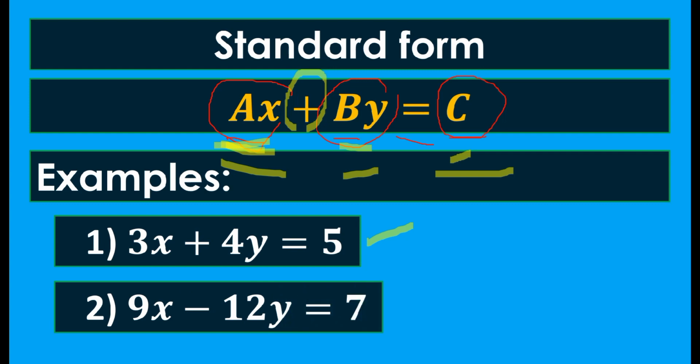Let's have another. 9x minus 12y is equal to 7. Let's check again. 9x comes first before your 12y. And after your 12y, we have your equal sign and we have a constant number.